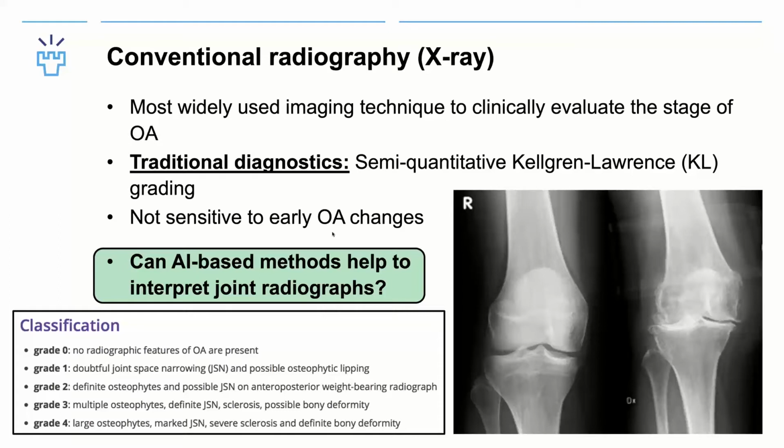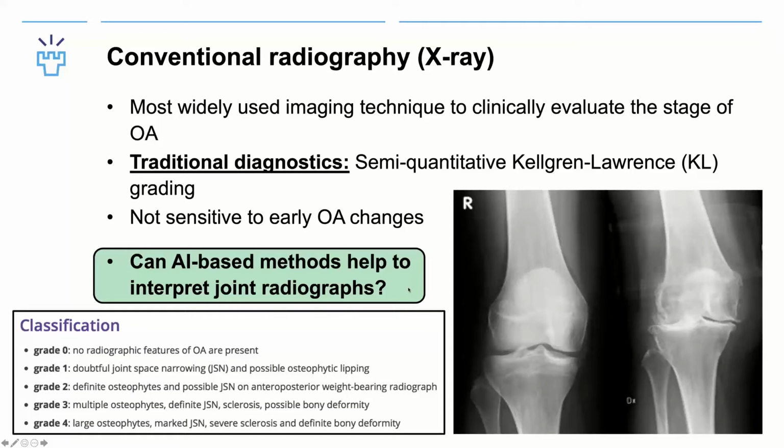Typically, the diagnostics have been done using a semi-quantitative grading called Kellgren-Lawrence, or KL, grading. Here you can see the grading scale. Grade 0 means you don't see any radiographic features of osteoarthritis, just like here on the left-hand side. Then with grades 1, 2, 3, 4, you start to see progressively more changes, like joint space narrowing, abnormal bony growth manifested as osteophytes, bone deformity and sclerosis. This grading given by the radiologist is the standard that we have.